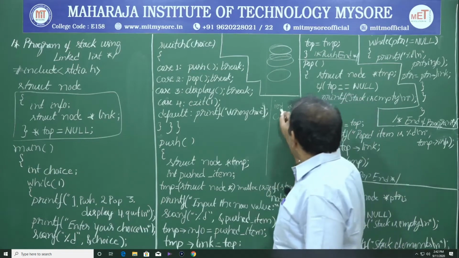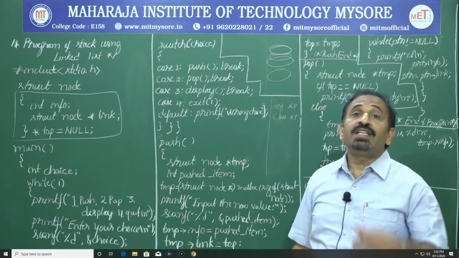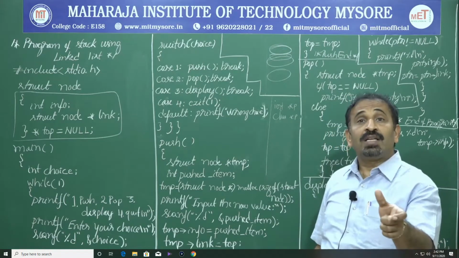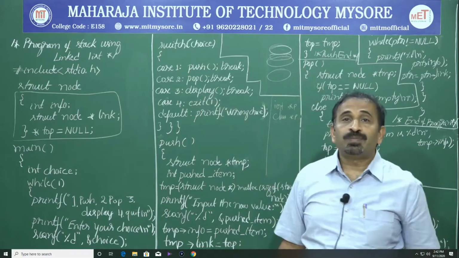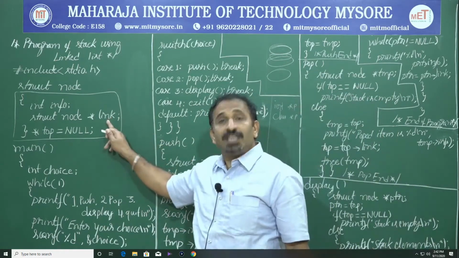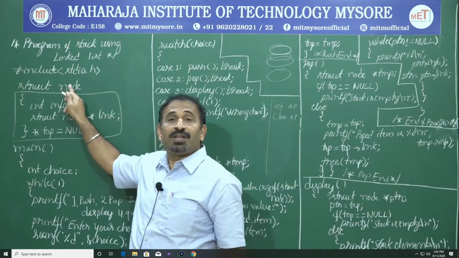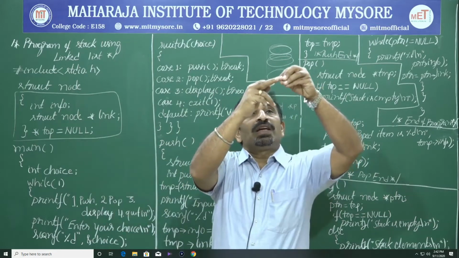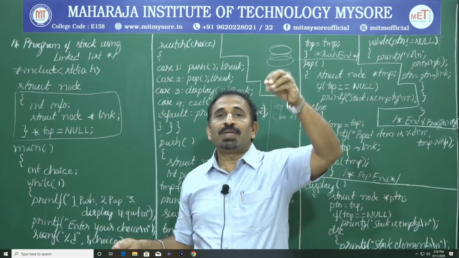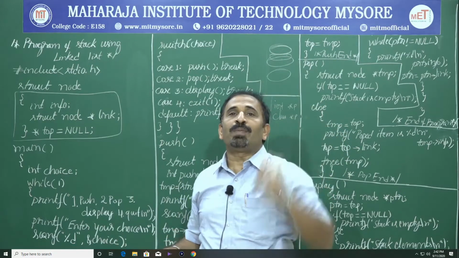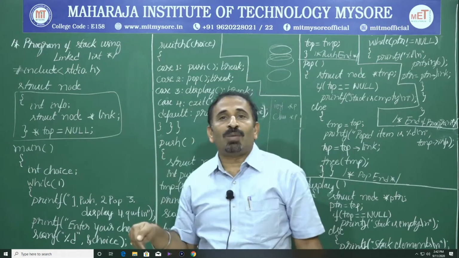When I say character star p, what does it mean? P is a pointer which is capable of pointing to a character, like that. So link is a pointer capable of pointing to a node. It means one node can connect to another node through this address, because a node has two components: one data component, second one address component.